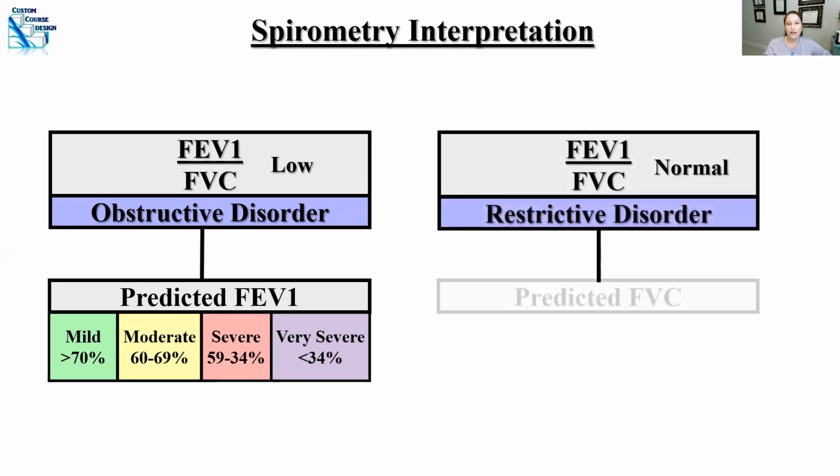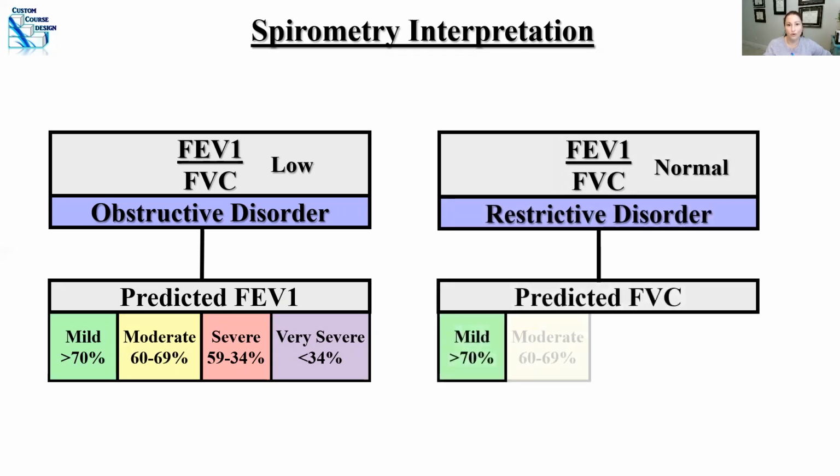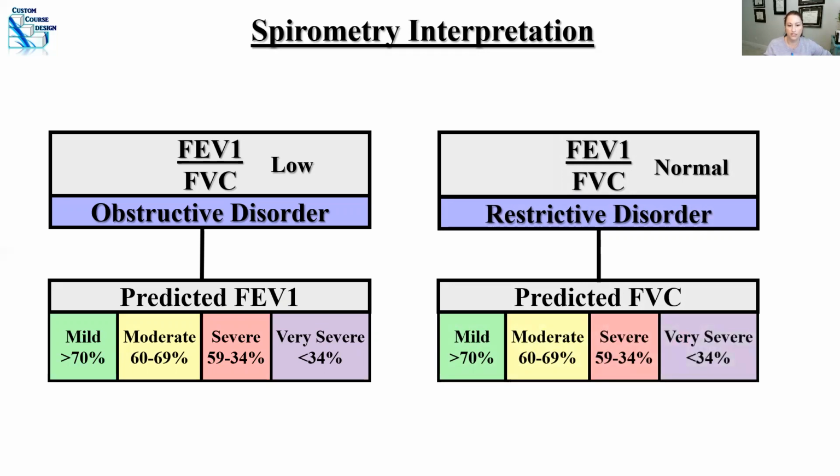Next, let's say we have an FEV1 over FVC that's normal. That has to be restrictive because of what we talked about. Then look at the predicted FVC. Notice that we're not looking at FEV1 here, we're looking at the FVC. Same kind of characteristics when we are figuring out what percentage it is. So the numbers are very similar, but remember, if it's a restrictive disorder, we're looking at the FVC. If it's obstructive, we're looking at the FEV1. So that's kind of how to interpret those.